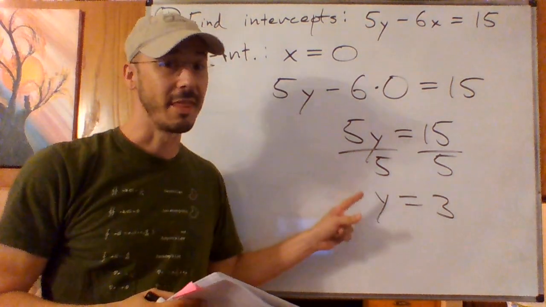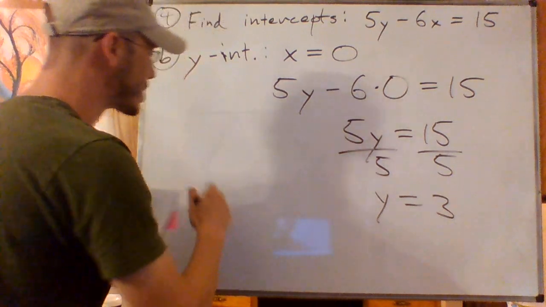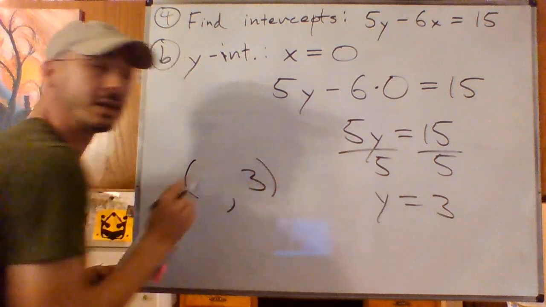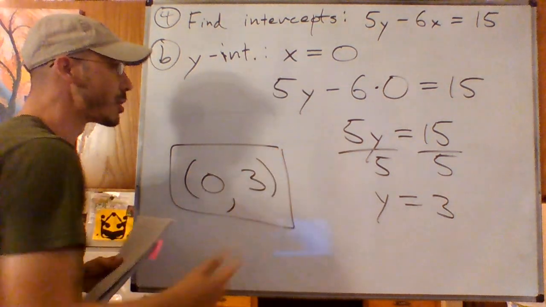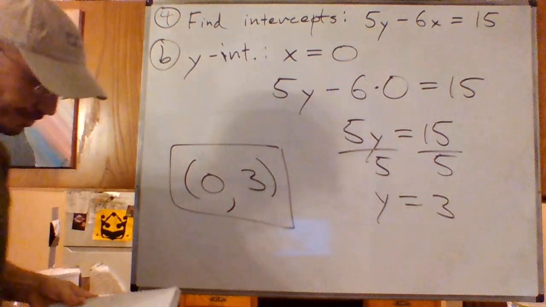Again though, that is not the intercept. The intercept is a point with y value 3, but x value 0. So the point 0, 3 is the y-intercept for this line.